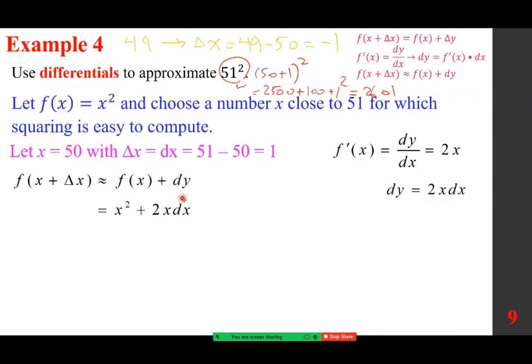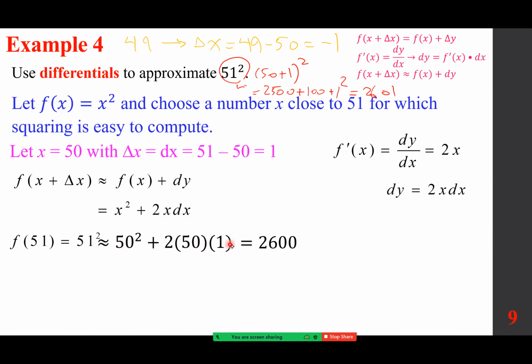What do we want? We want f of 50 plus 1. We want f of 51, which is 51 squared. That's what we are looking for. So we use x squared. That means 50 squared plus 2 times 50 times dx, which is positive 1. And this is 2500. This is 100. They add up to 2600.